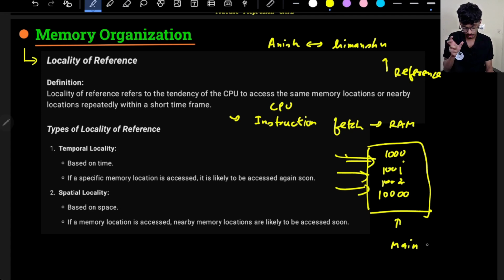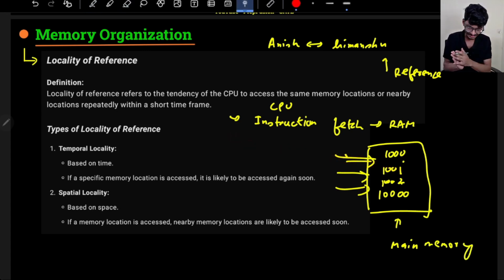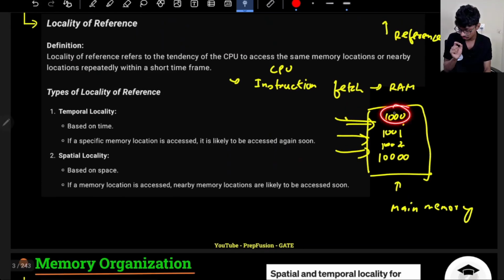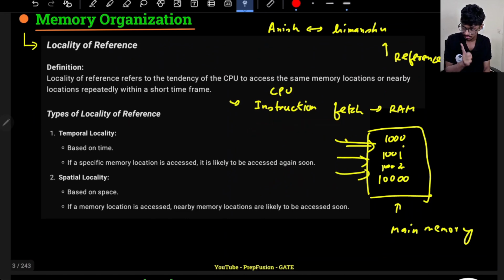Okay, so we can actually do one thing. What we can do is, instead of going to this main memory, because it takes us time to go to the main memory, we can have an intermediary memory known as cache memory. Currently I am fetching the instruction that is stored in the location 1000.